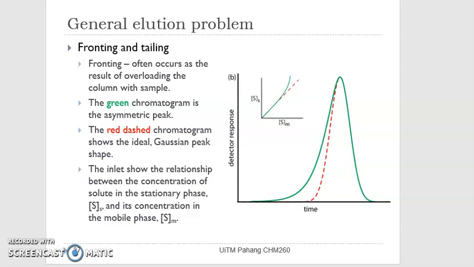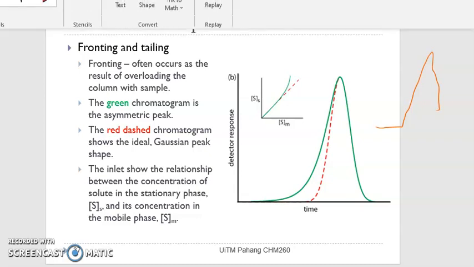Okay, so there is a problem in chromatography that we have to deal with. It is called the general elution problem. We have two types, fronting and also tailing. Remember, when we have our peak, your peak should be well shaped.